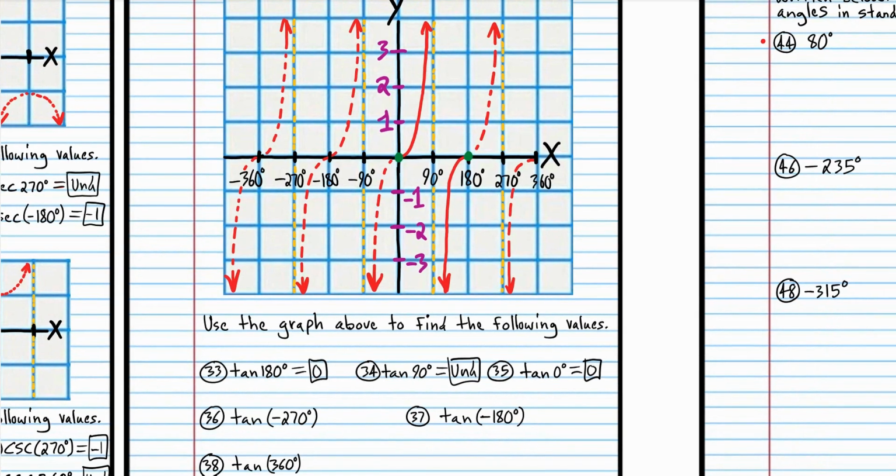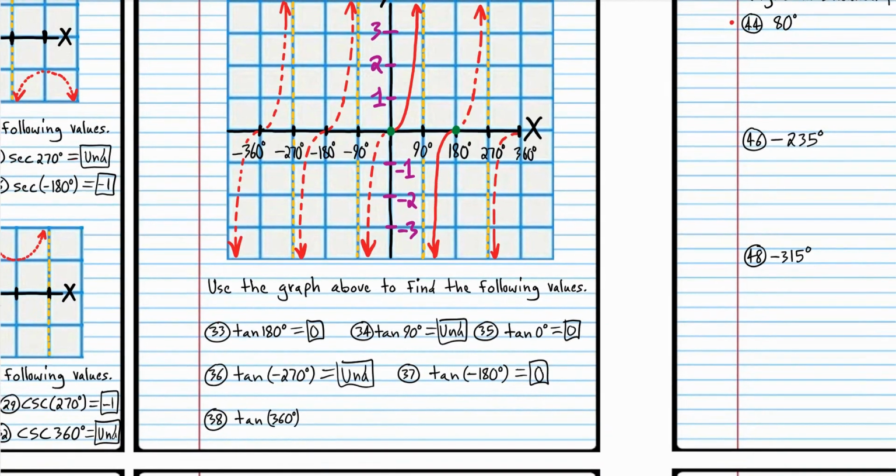Tangent negative 270, we'll move out to that asymptote, and we can see that if there's an asymptote, the function is not defined. Tangent negative 180, we're going to move out here, and the corresponding y value of the point on the graph is 0. Tangent 360, we're going to move out, and the corresponding point on the curve is 0. So there you go.